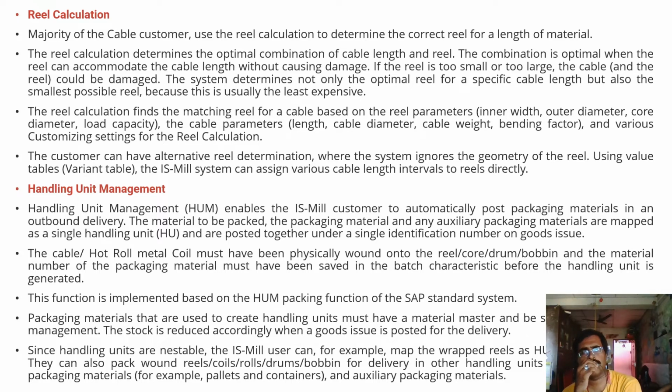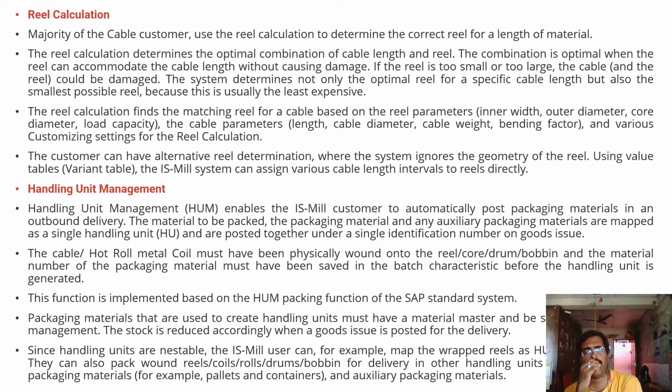The system determines not only the optimal reel for a specific cable length, but also the smallest possible reel, because this is usually the least expensive. The reel calculation finds a matching reel for the cable based on the reel parameters, that is inner width, outer diameter, core diameter, load capacity. These are the characteristics or parameters for the reel. And cable parameters, that is length, cable diameter, cable weight, and bending factor, how much it is able to bend, and various customized settings for the reel calculations.